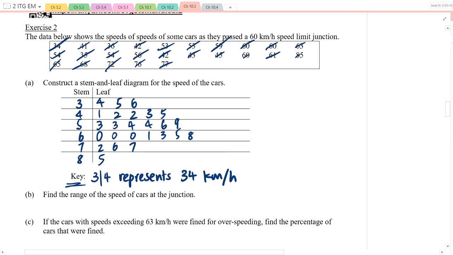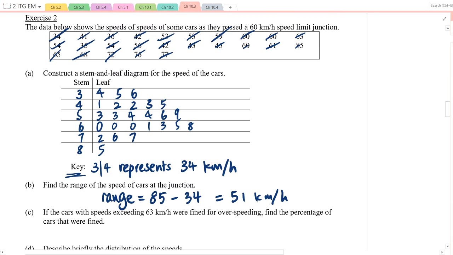Okay, now find the range of the speed of cars at a junction. Range. What is range equal to? We take the largest number, 85 minus 34, and we get 51 kilometers per hour.